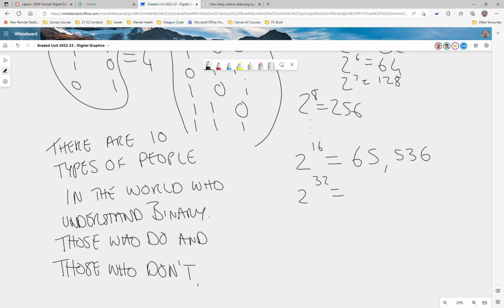Does it make sense? What is the joke? It's 1, 0. If you read that normally, what does it say? It's 10 types of people, but actually it's binary for 1 and 0, which is 2. So the joke here is there are 2 types of people in the world that understand binary, because that written in binary is 2. You have to say, does it make sense at the end of the joke?